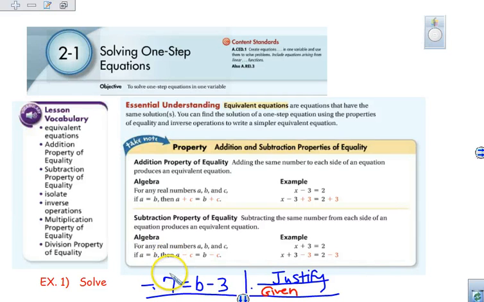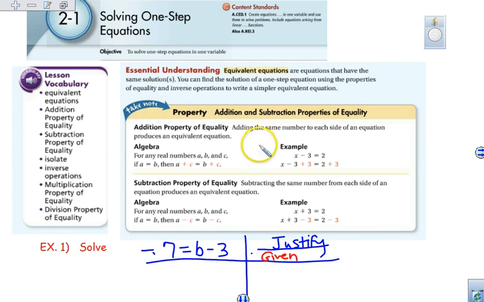All right, here we go with lesson 2.1 in solving our one-step equations. Now, if you watched yesterday's Khan Academy videos, you got to see solving these. The key thing I want to introduce is these two properties, the addition and subtraction property of equality. You can add the same number to both sides of the equation or subtract the same number, and you will have equivalent equations.